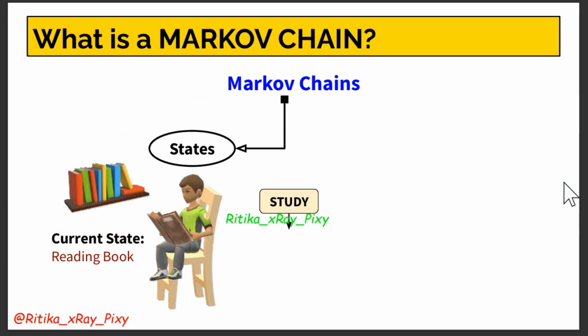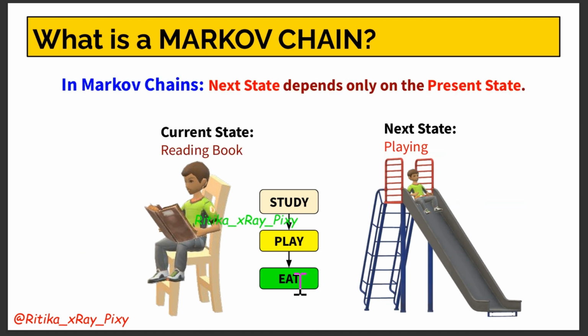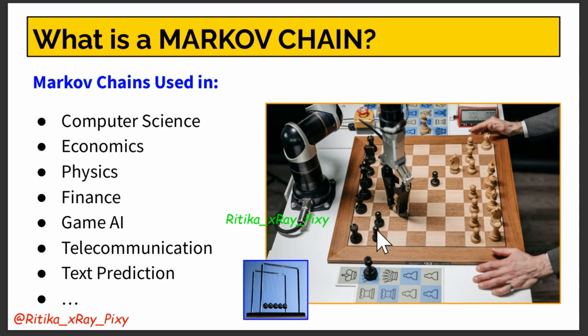In simple words, Markov chains are all about states and transitions between them. Now, a state here is simply the situation you are in right now, and a transition is the probability of moving from one state to another. And in Markov chains, the future depends only on the present state, not on how you got there. This is called the memoryless property. So Markov chains are used to model processes where the future depends only on the present, not the past. This idea is widely used in different areas like computer science, economics, physics, finance, AI, games, and others.